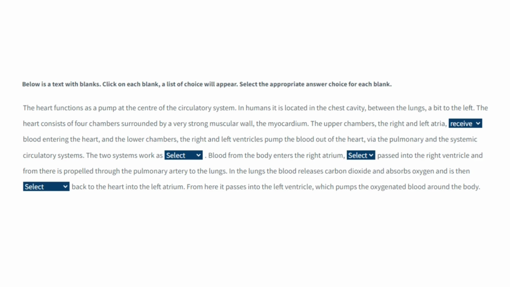These 2 upper chambers receive the blood entering the heart, and the lower chambers, the right and the left ventricles, pump the blood out of the heart. Pump means to expel something with force. The right and left ventricles will pump the blood out of the heart. Then they say that the 2 systems work as follows.